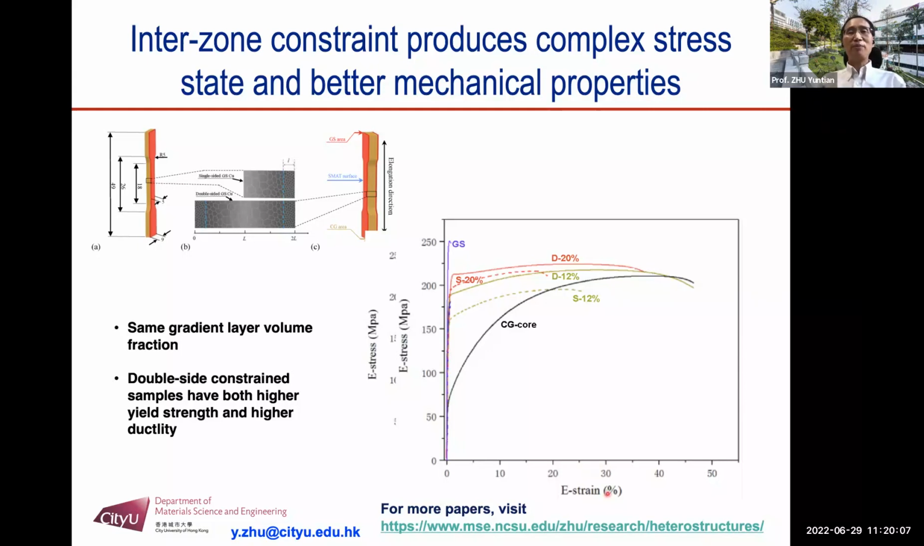So let me summarize. For heterostructured materials, there are two factors to give you superior property. One is the IGDI stress, IGDI strengthening, IGDI hardening. The other is this complex stress state during the deformation, which further increases the IGDI effect. And actually you can also consider the complex stress state as part of this IGDI effect. Okay, the complex stress state really gives you better property. So these are two big factors.